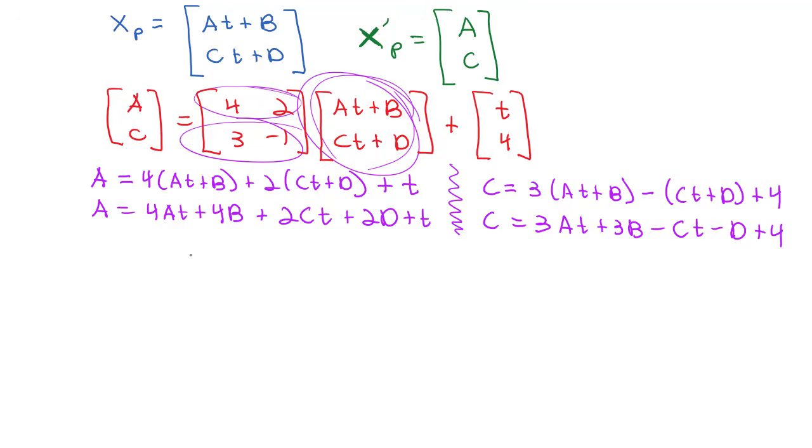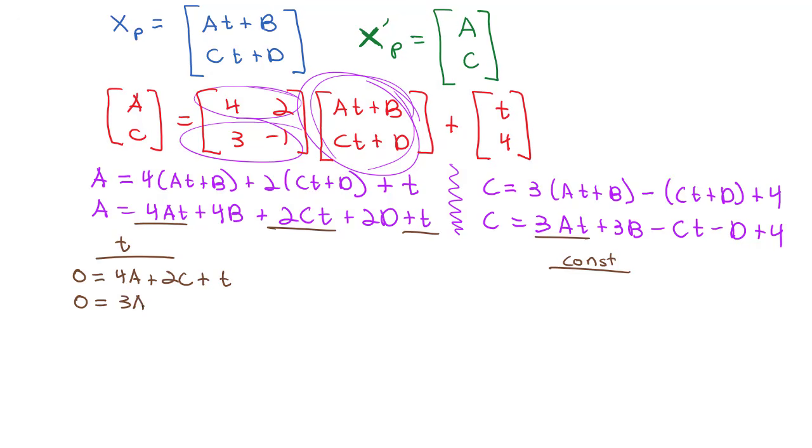To solve these, you'll notice some of the terms have t's and some of the terms are just constants. If I just look at the t's from the equation on the left, there are 0 t's equals 4at plus 2ct plus 1t. Oops, up above I said plus t, I meant plus 1. In the second equation, there are 0 t's on the left, which is equal to 3a minus c. So 3a minus c equals 0.